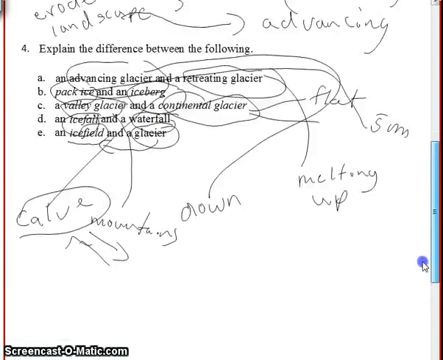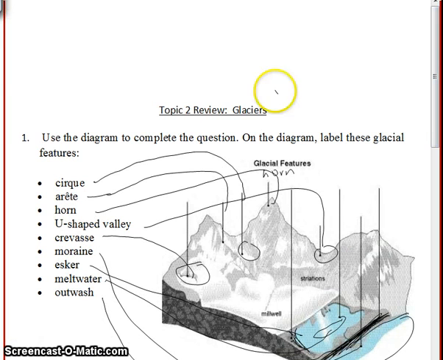And that's your review of some important glacial terms.